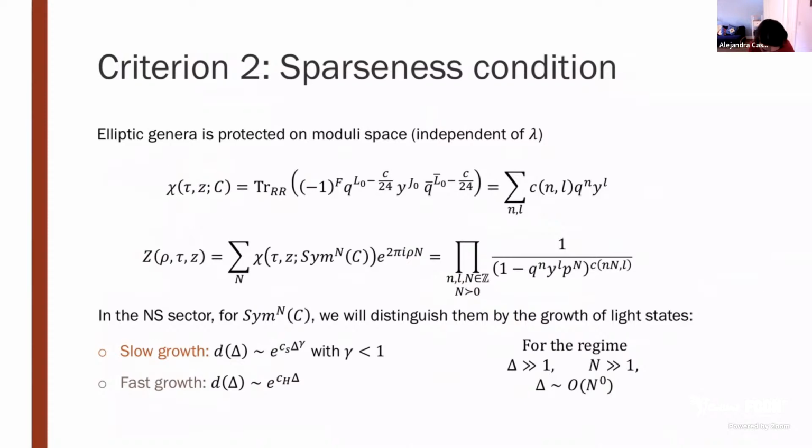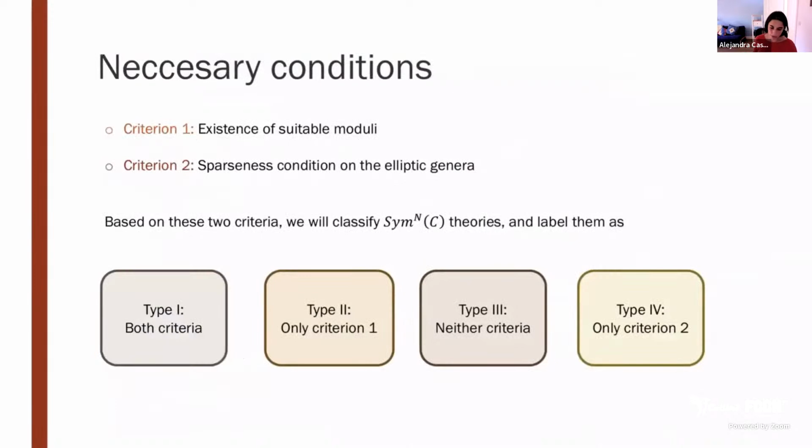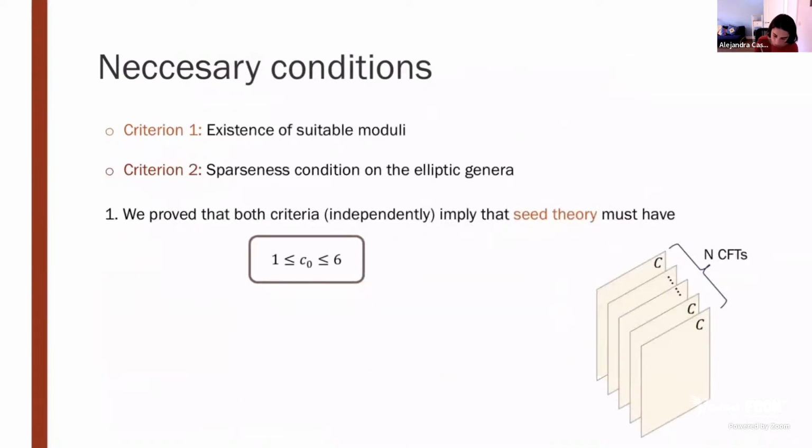Very good. Now, let's go back to our classification. I explained to you the two conditions, and we have these 4 types. We're going to start putting theories into buckets. Now, two comments: there are 2 things that you can say about this criterion before even specifying theories, and I want to make those comments. Some of the things that we proved, which are quite nice, are the following.